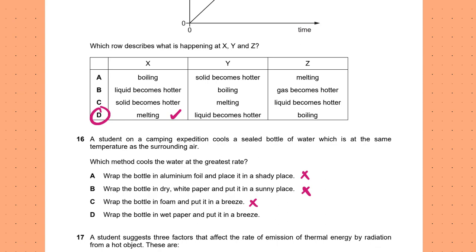So this is also not what we're looking for. By default, D must be correct, which is wrapping the bottle in wet paper and putting it in a breeze. So basically the wet paper is going to absorb heat from this sealed bottle of water. So the water is going to lose heat, and putting it in a breeze, the examiner is giving you the hint that he's trying to talk about evaporation here. If you put the wet paper in a breeze, evaporation would be faster, and we know that evaporation produces a cooling effect. Hence it's going to cool down that sealed bottle of water, right? So that is what the idea was here.